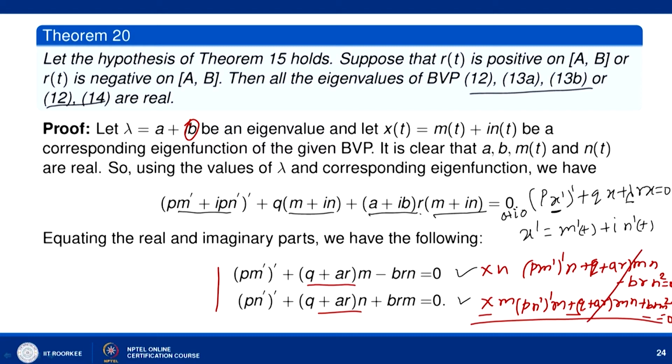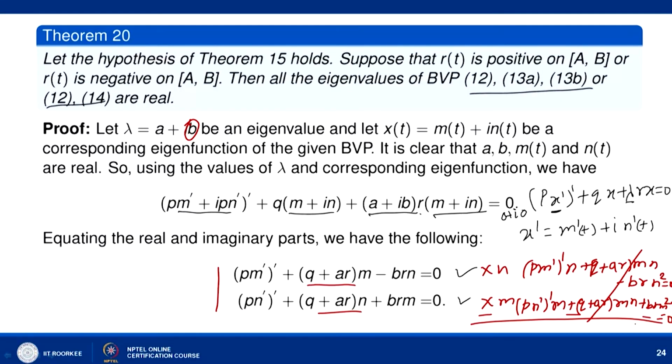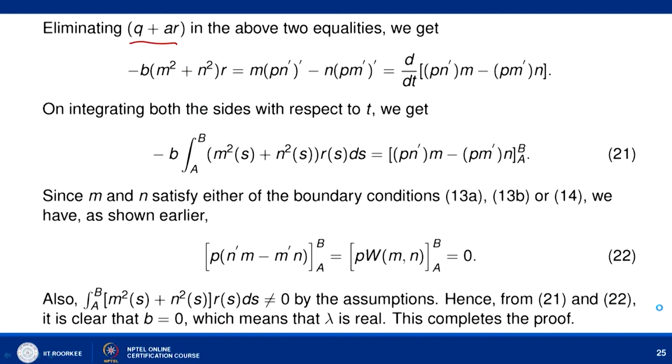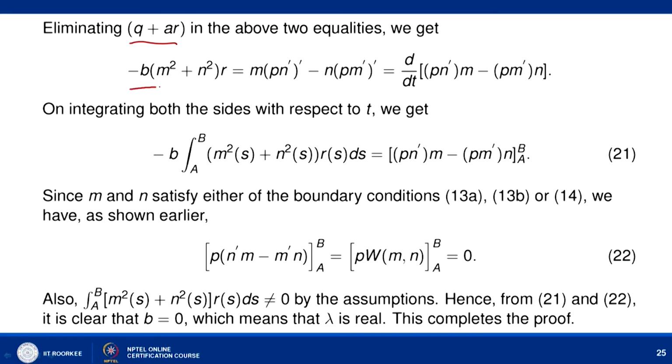So what you will get is the following: minus b into m square plus n square r, that is the last term. If you look at here, we have br n square plus m square, that is what is written here, minus b m square plus n square r, and on the opposite side we have m p n dash whole dash minus n p m dash whole dash. So that is what I have written here.